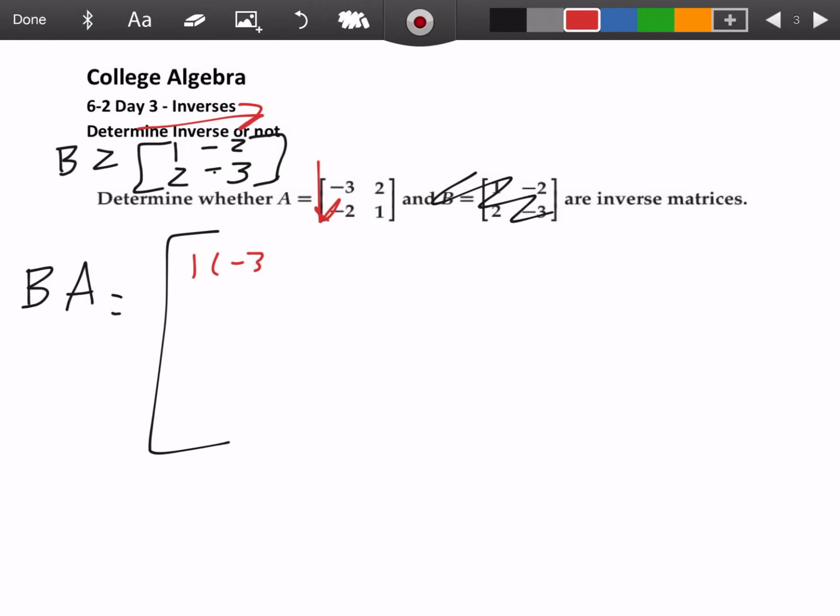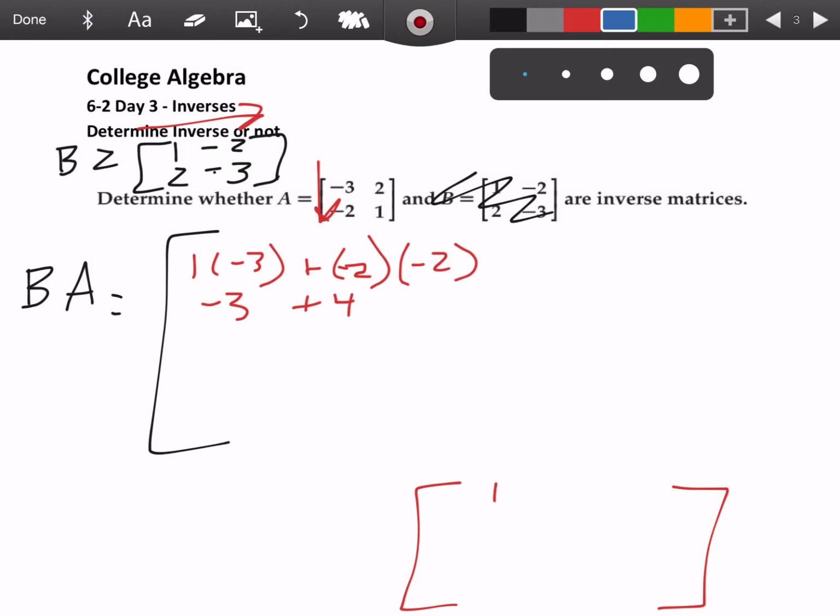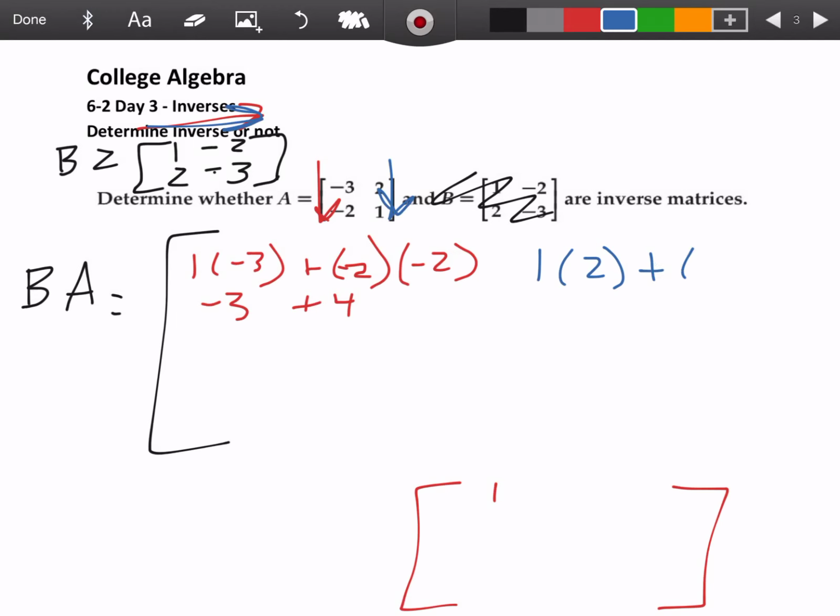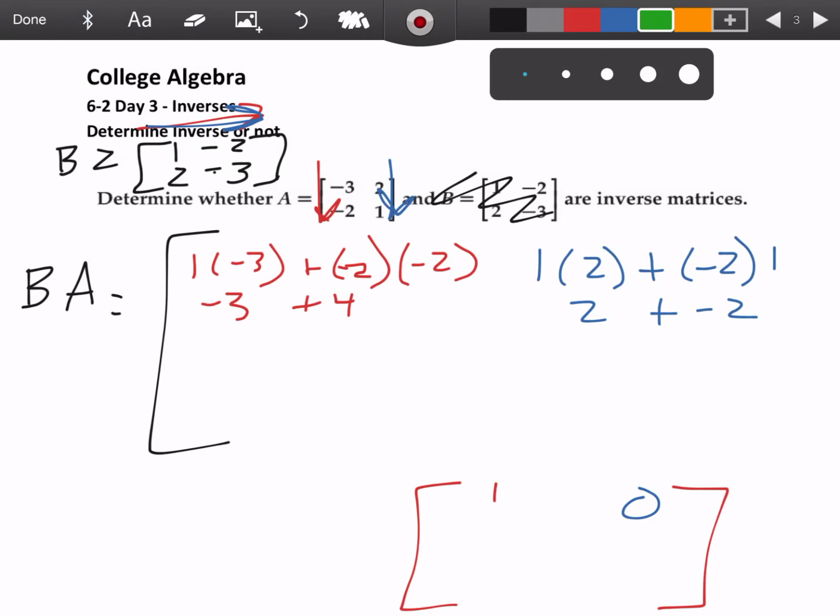And so here we would have 1 times negative 3 plus negative 2 times negative 2. And so this would be a negative 3 plus 4, which we'll probably put the matrix down here. So that's a 1. Go across the top here and then down that column. So we would have 1 times 2 plus negative 2 times 1. So that'd be 2 plus negative 2, and we get a 0 there.